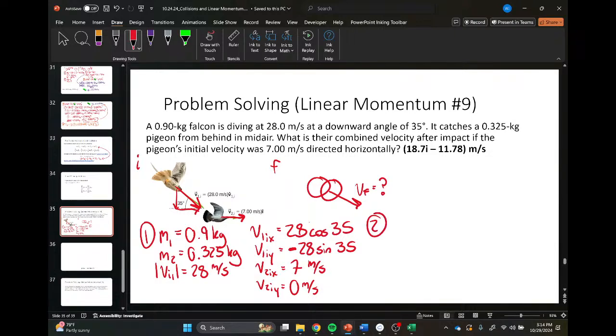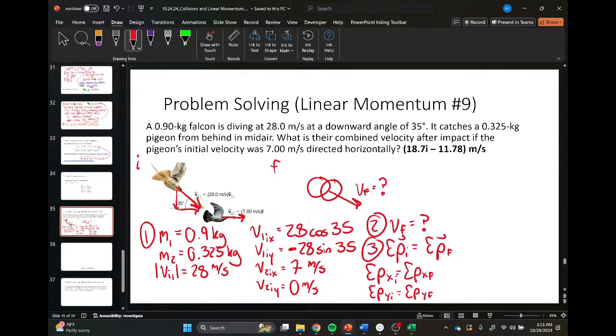All right, and the x component of the pigeon is to the right. Step 2, what are we solving for? The final velocity, they are together. This is a conservation of momentum problem. It's a vector, so you got to do it for the x and for the y. So the sum of all momentums in the x initial equals the sum of all momentums final in the x. And the sum of all momentums in the y initial equals the sum of all momentums in the y final. I want you all to build these equations.